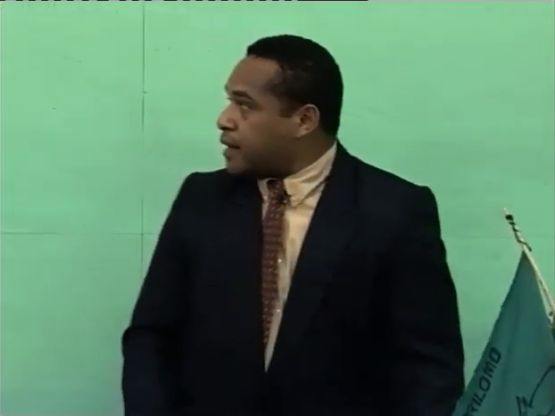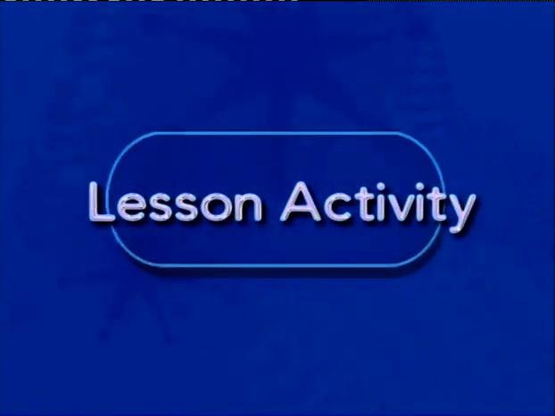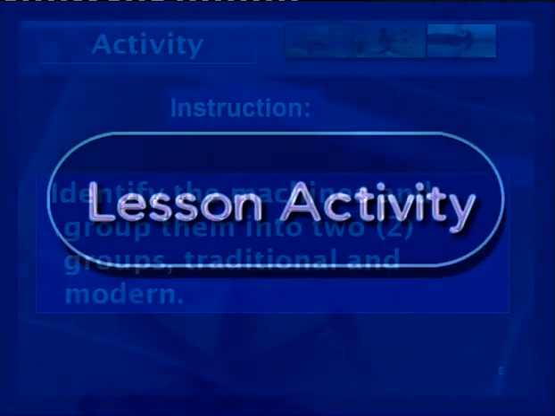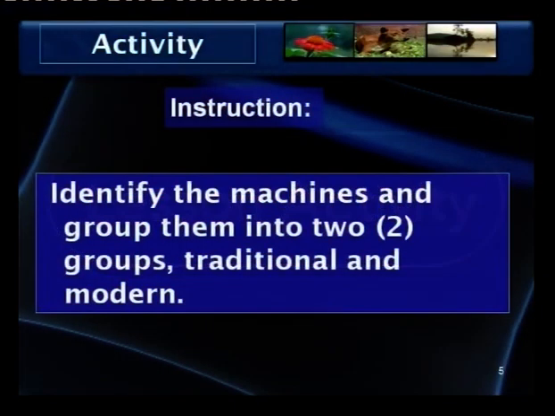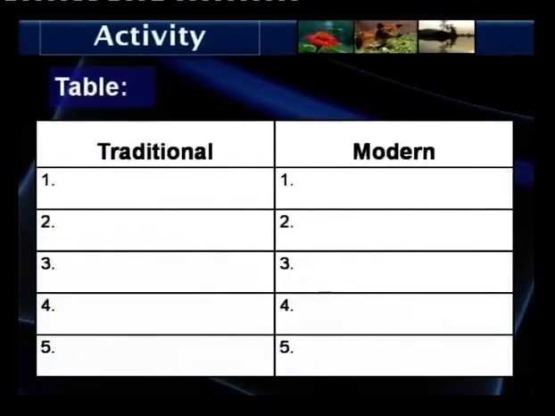Receiving students and 6C, let's look at the instruction. Identify the machines, that's what we have already done, and group them into groups. Now you will group those machines into two groups. They are traditional and modern. So here's the table. You copy down the table into your exercise book. You will write the names of different traditional machines under the heading traditional, and the names of different modern machines under the heading modern.